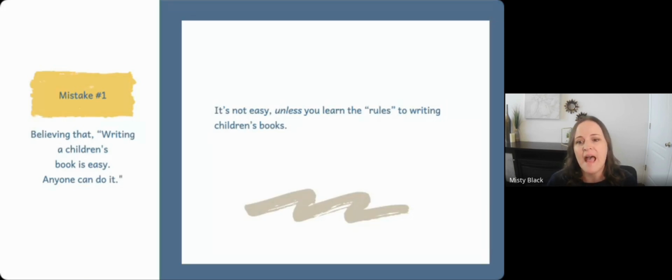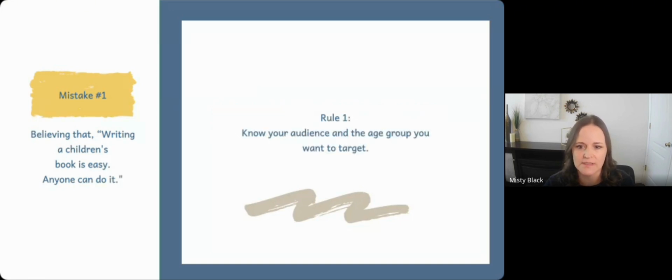Mistake number one, having the belief that writing a children's book is easy, anyone can do it. So part of that may be true. Anyone can write 500 words and call it a story, but writing a great children's book takes a little bit of practice and knowledge of the industry. A story takes time to develop and become a book children beg to read again and again. So we're going to go over a few tips of some things that children's books really need to focus on.